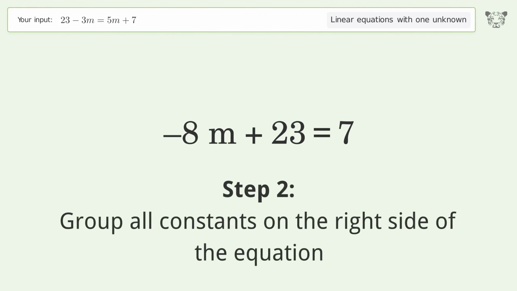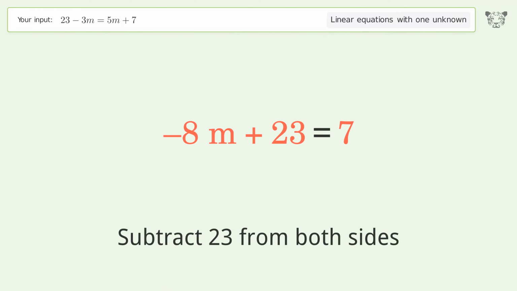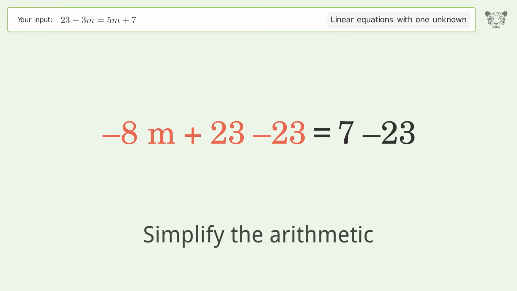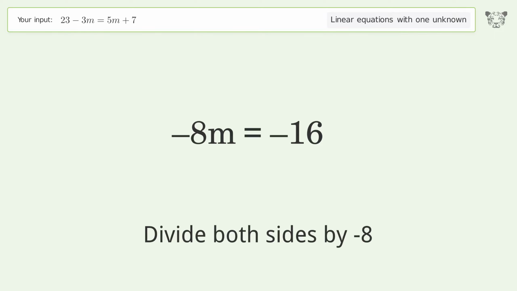Group all constants on the right side of the equation. Subtract 23 from both sides. Simplify the arithmetic. Isolate the m. Divide both sides by -8.